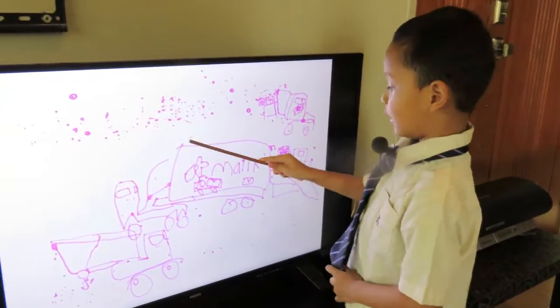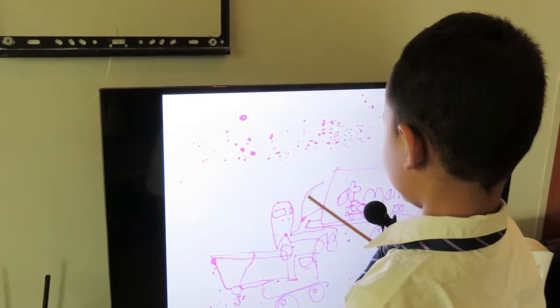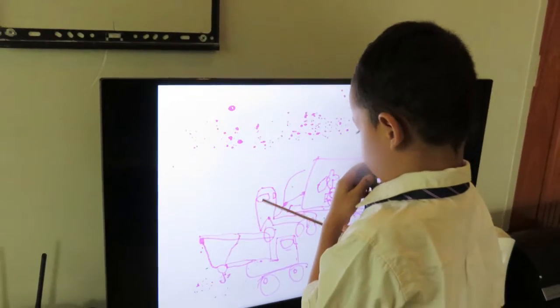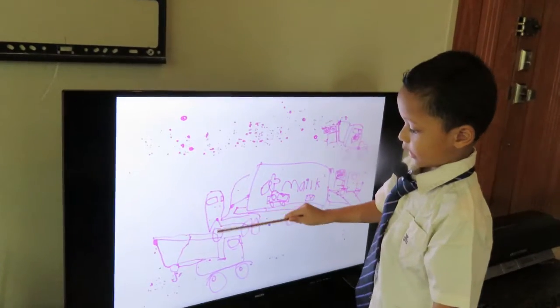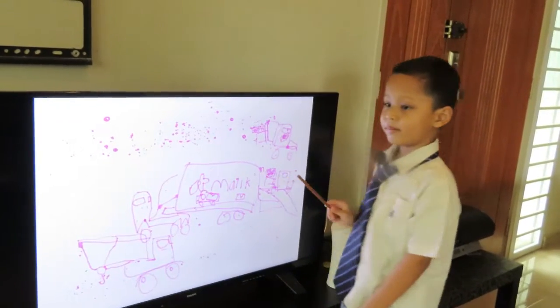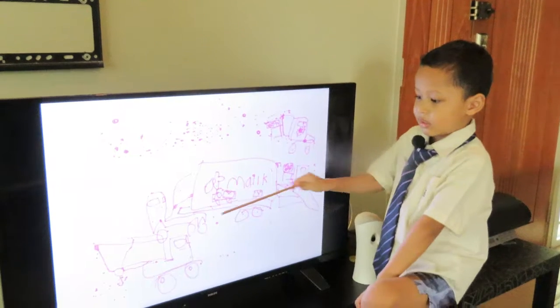What is this called? It has a big container and a window and a cabin and lights and tires. What is this called? Container truck. Good.